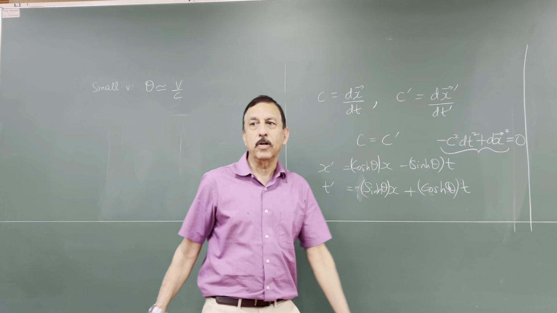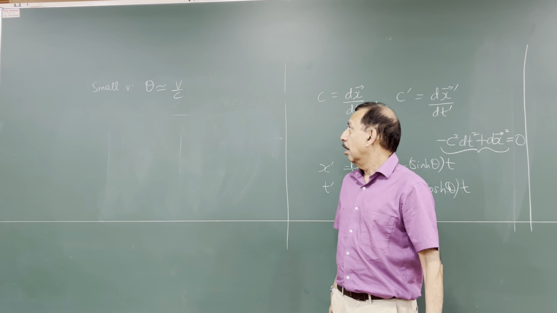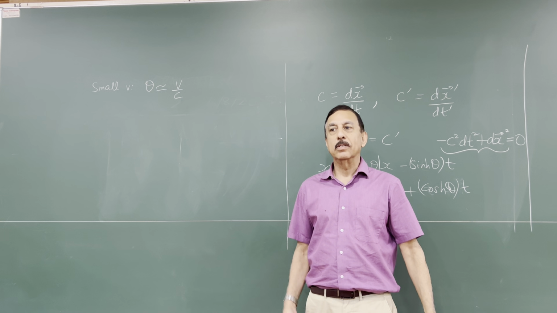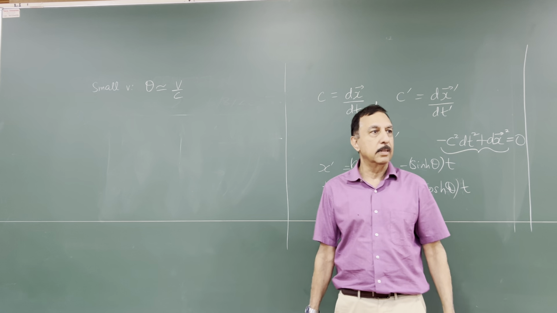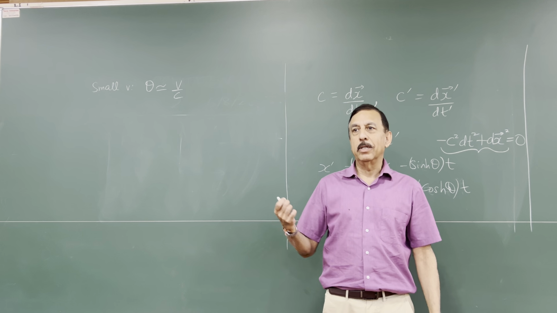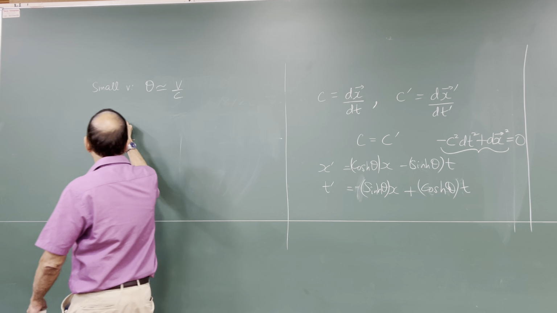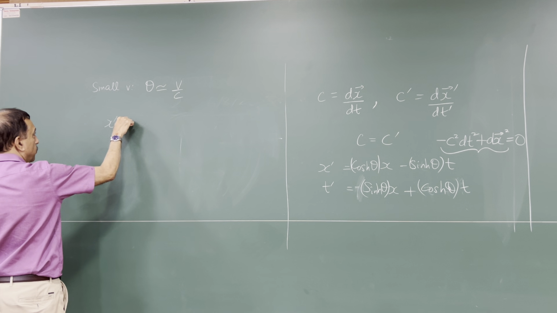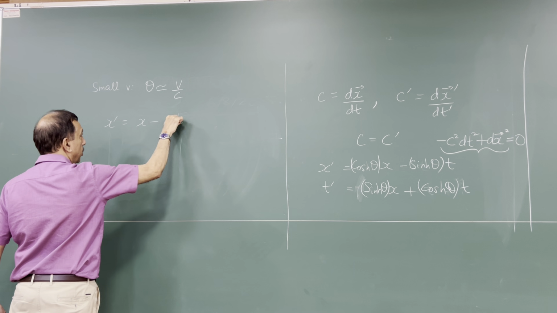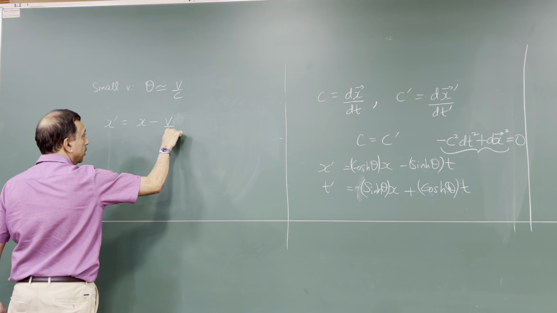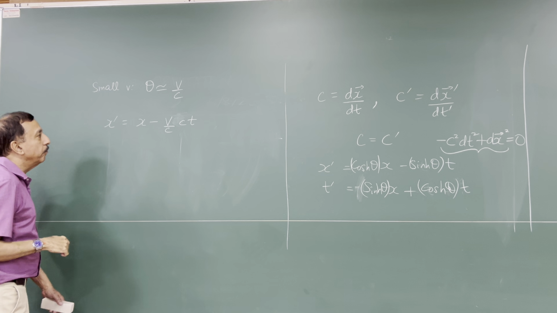Why did it even work for small v? Because in small v, I ignore order v squared. So you have learnt in physics that when we take some parameter small, usually we call it epsilon, then it means that we are taking only terms of first order in epsilon and neglecting epsilon squared. So in that limit, this is good. And in that limit, we find that x prime is x minus vt. And we prefer to write this as this.